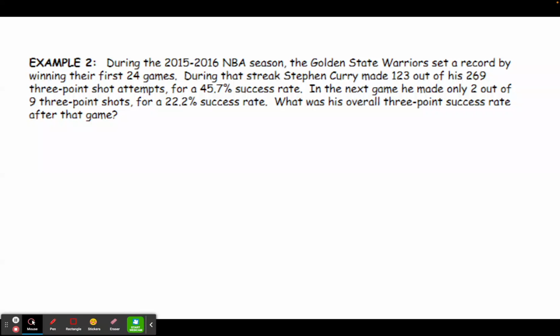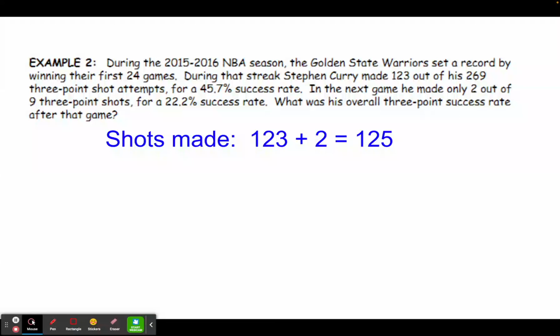Notice in this example, by the way, like the last one, there is some extra information here. We don't really need to use the fact that they played 24 games. That's totally not needed. Just like in the last one, there was some extra information given about Miguel Cabrera that we didn't need. All right, so here, again, we can figure out the total number of shots that Steph Curry made. He had 123 during that streak, plus the 2 more, which puts him at 125. His total number of attempts was 269, plus the 9 in the new game, which puts him at 278.